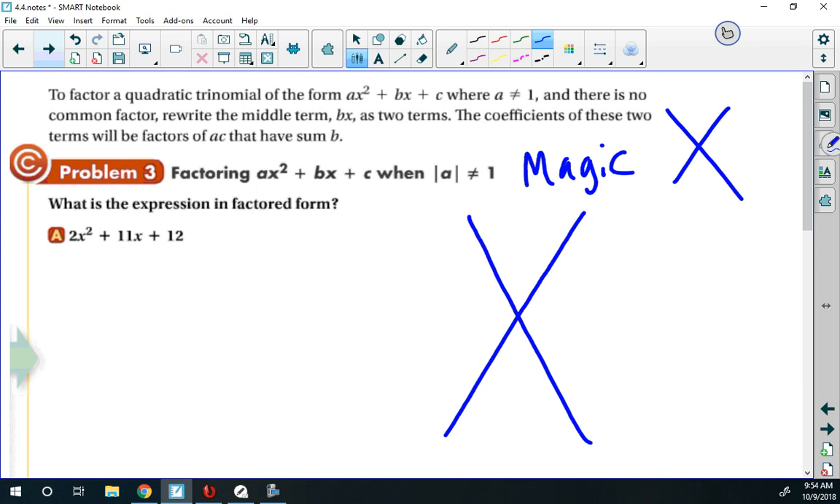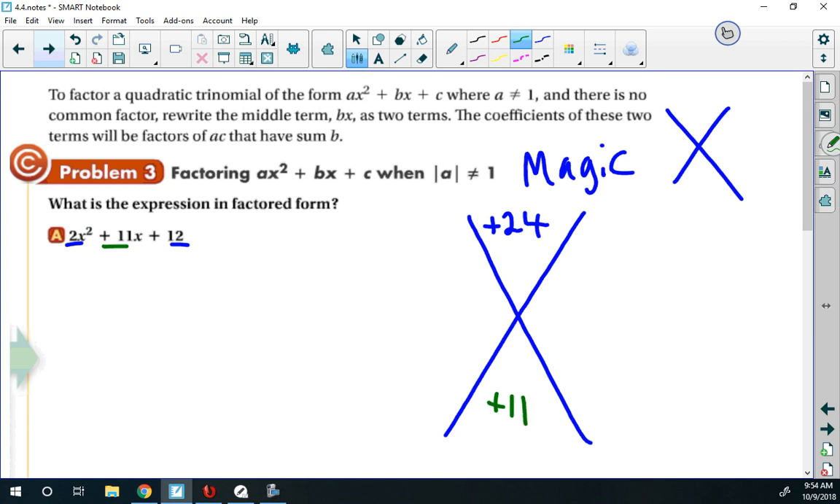Just about any time you do any of these, you're going to take this first term and this last term, and you're going to have to multiply them. So let's think about this. What's 2 times 12? 2 times 12 is 24, right? And that is a positive 24. Okay? And then if we look at the middle term's coefficient, it is plus 11, right?